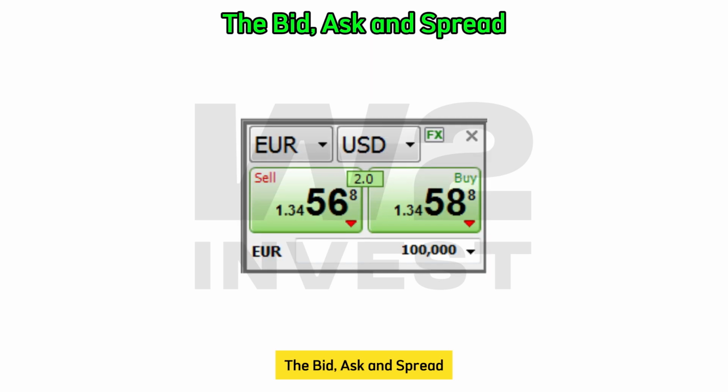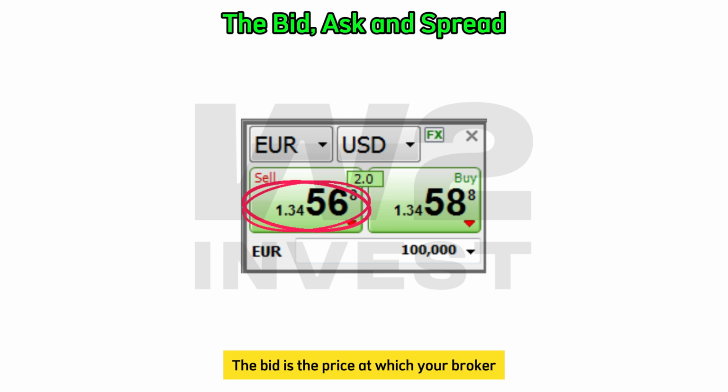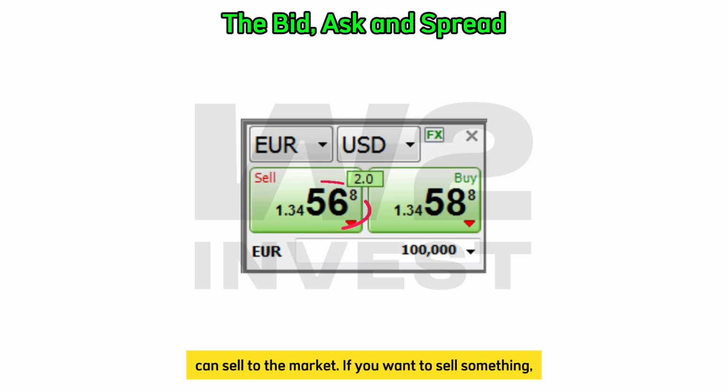The bid, ask, and spread. All Forex quotes are quoted with two prices, the bid and ask. In general, the bid is lower than the ask price. What is bid? The bid is the price at which your broker is willing to buy the base currency in exchange for the quote currency. This means the bid is the best available price at which you, the trader, can sell to the market. If you want to sell something, the broker will buy it from you at the bid price.